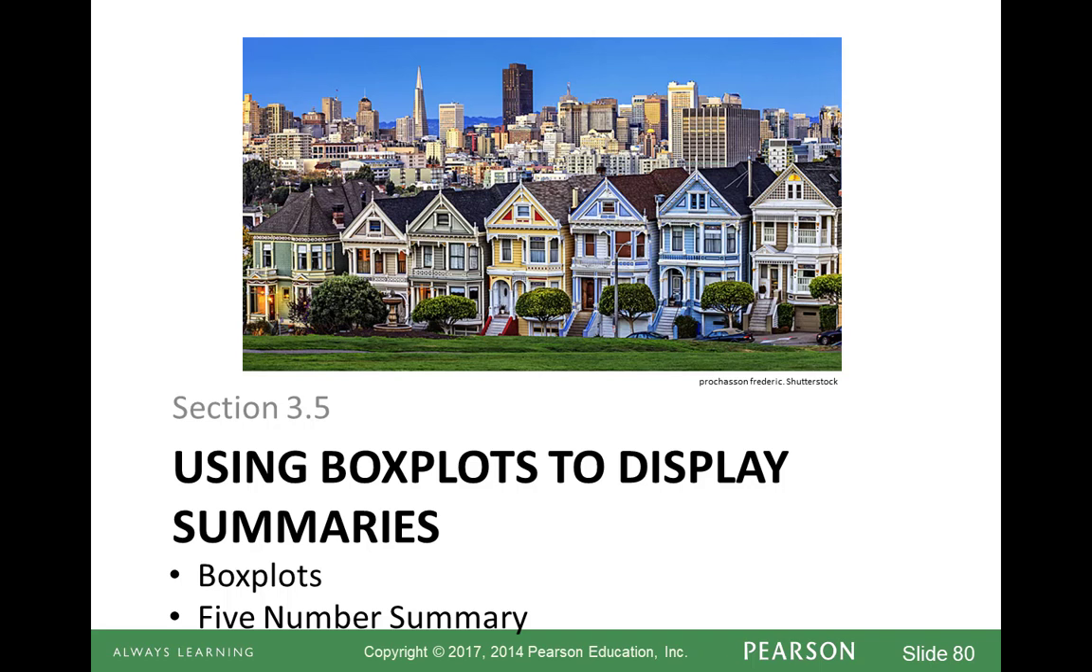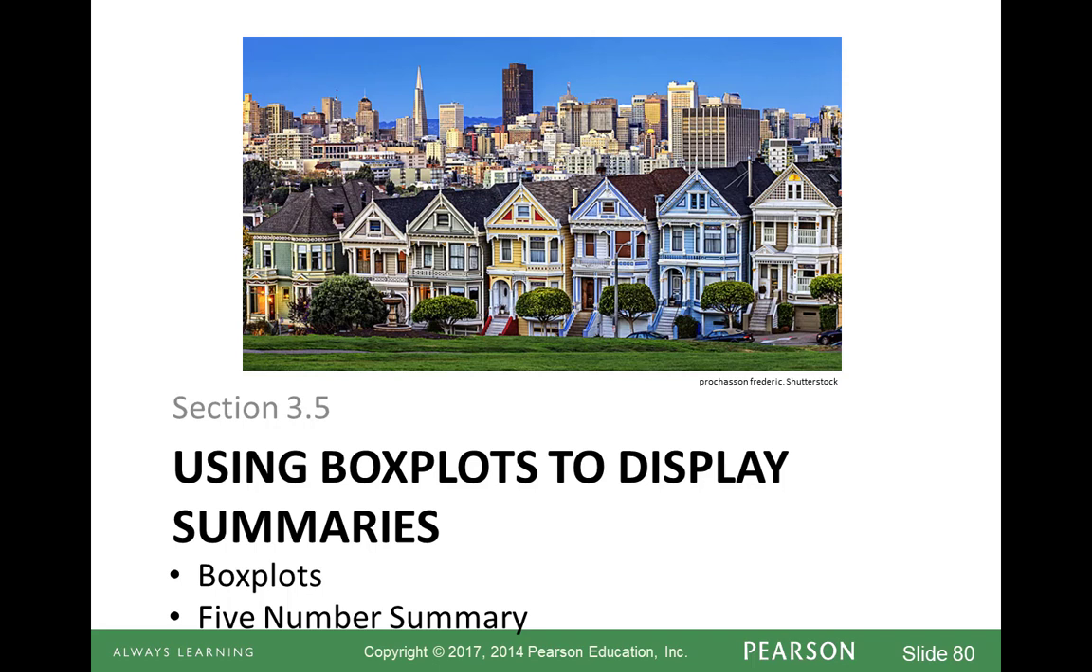Okay, let's go ahead and look at the last section of the chapter, and we're going to talk about box plots to help us display our summary from skewed data.